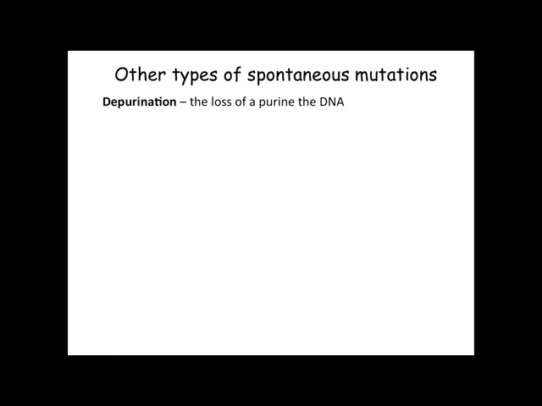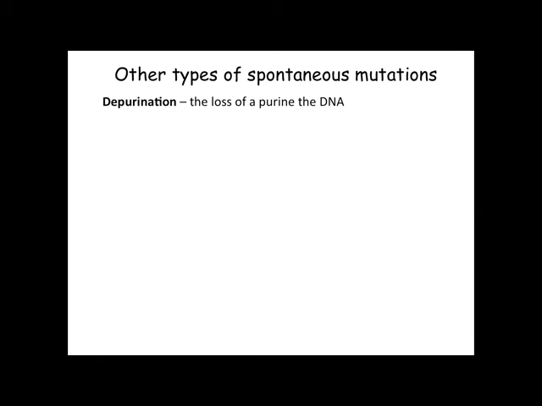So far we've talked about just one type of spontaneous mutation, which is the introduction of incorrect base pairing by the DNA polymerase. So this can be tautomeric shifts and these non-Watson-Crick base pairs. There are other types of mutations that occur as well that are spontaneous. So we're still talking about spontaneous mutations, mutations that are not induced by an outside source.